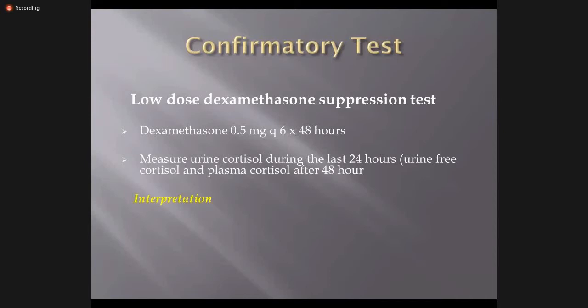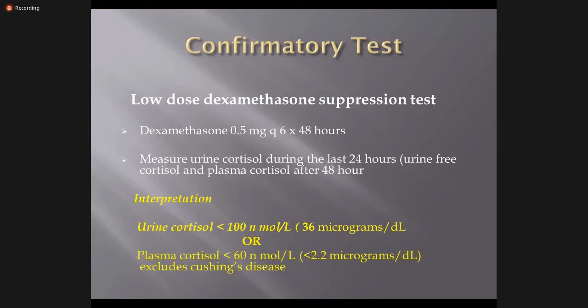Interpretation: urinary cortisol less than 100 or plasma cortisol less than 60 nanomole excludes Cushing syndrome. That is, the person doesn't have Cushing syndrome when urinary cortisol is less than 100 and plasma cortisol less than 60. So this shows Cushing syndrome is not there. If urinary cortisol is more than 100 and plasma cortisol more than 60, this confirms that the patient has Cushing's syndrome.